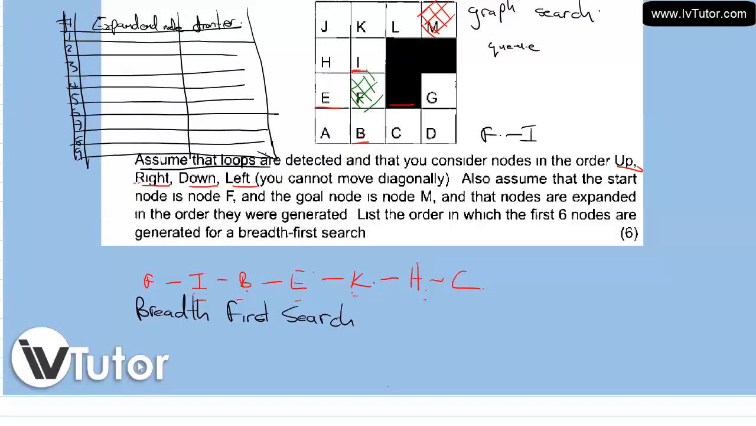You start off with, in the front here, F. That's the starting point. And then you expand it. Once you expand F, you get I, B, and E. Then you expand I. Once you expand I, you're now going to have K in the front here, and you're going to have H on the right.